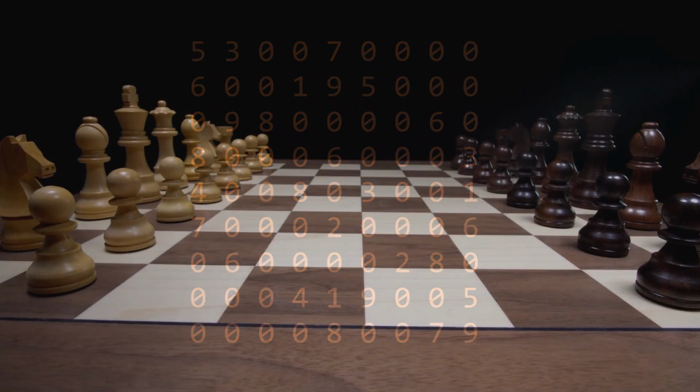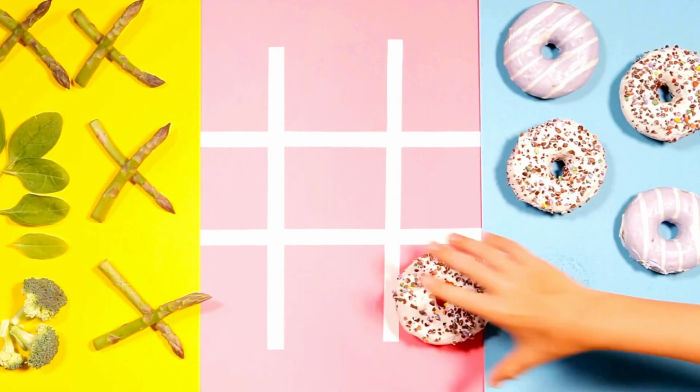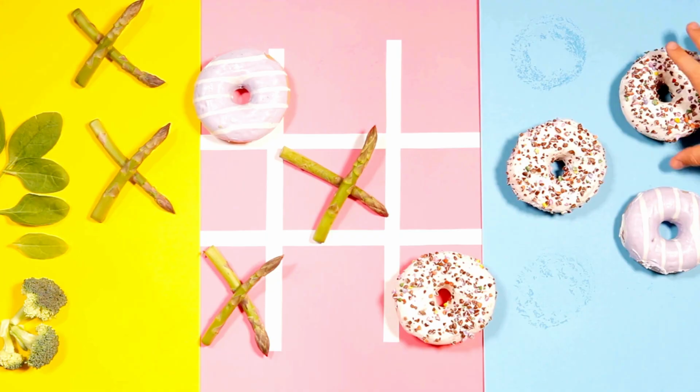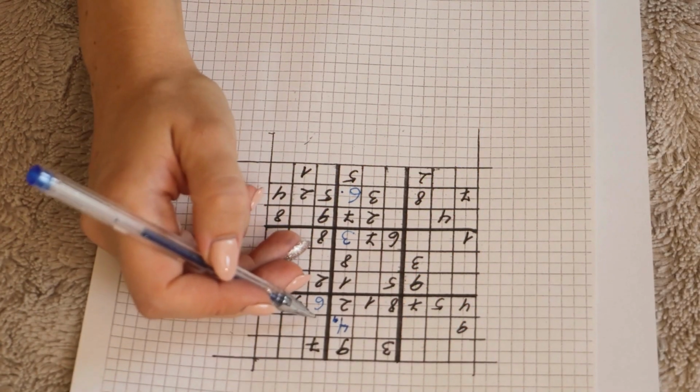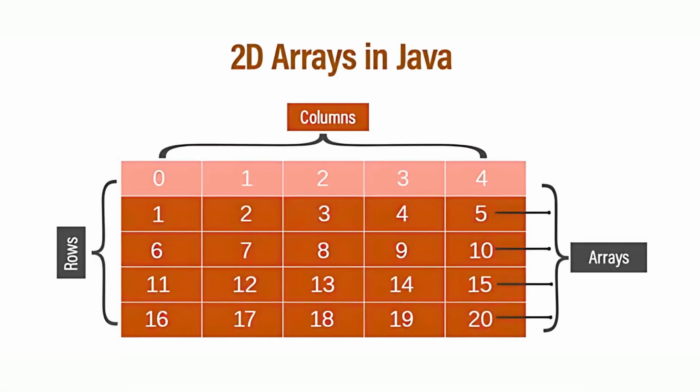So why do we need to use 2D arrays? It's perfect for grids, tables and boards. Sudoku, chess, tic-tac-toe and even pixel images can be stored as 2D arrays. Let's talk about matrices in Java. A matrix is just another word for a 2D array.